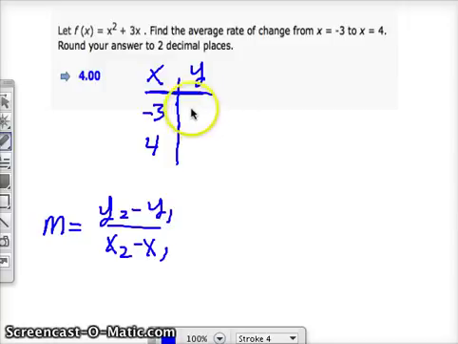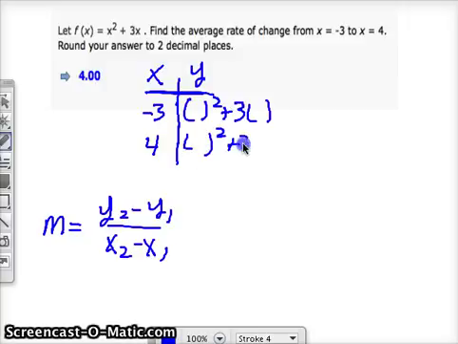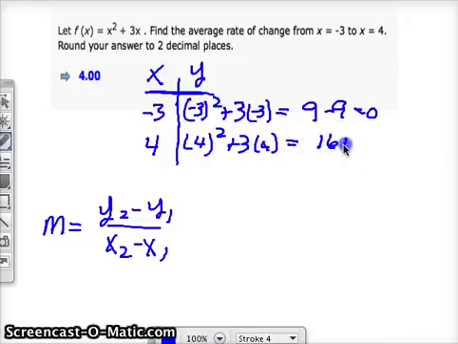Now, I got to follow the formula. It's blah squared plus 3 times blah. Well, in the first case, it's -3, right? So what's that going to be? That's 9. -9, that's 0. And then over here, it's going to be 4. We're going to put a 4 in there. So what's that going to be? 16 plus 12, which is 28.